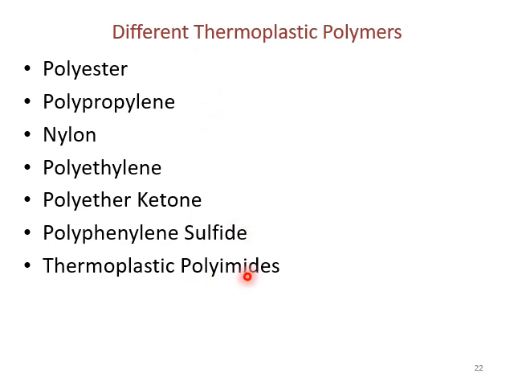So these are the different types of thermoplastic polymers which are commonly used, like polyester, polypropylene, nylon, polyethylene, polyether ketone, polyphenylene sulfide, and thermoplastic polyamides. So if you want the chemistry, again I will be suggesting a book at the end, so you can refer to that.